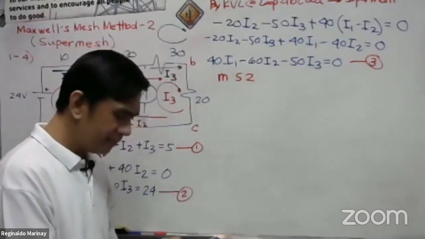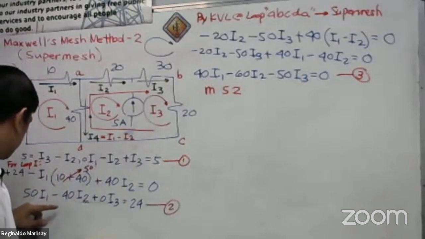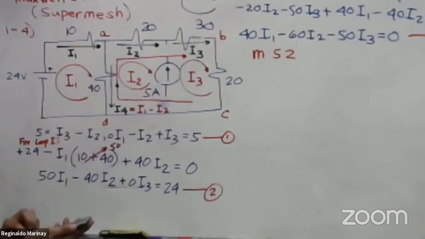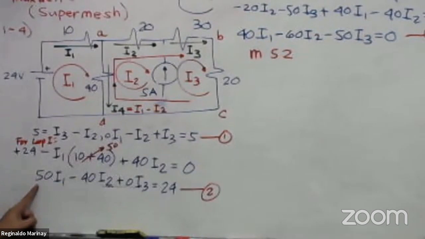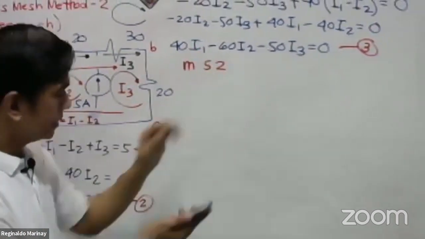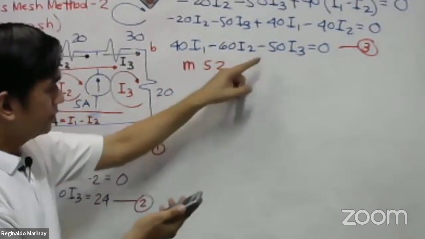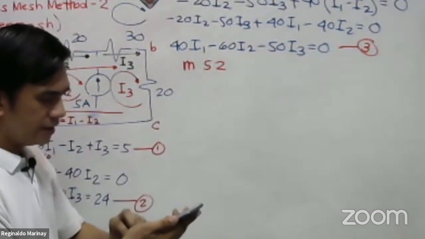Okay, so let us have the mode 5.2. Let us press our calculator, mode 5.2. For our equation number 1, take a look here, guys. So, we have here 0 equals, then negative 1 equals, then we have here 1 equals, then we have 5 equals. Then for equation number 2, we have 50 equals, negative 40 equals, then we have 0 equals, then we have 24 equals. For equation number 3 here, we have 40 equals, then negative 60 equals, then negative 50 equals, then we have 0 equals, 0 equals equals.